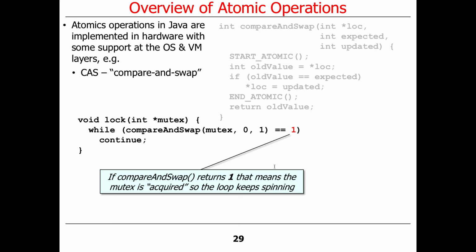Okay, so let's take a look at this. The question was, why do we have to loop? The goal here is to lock, right? As the method name gives away, it's trying to lock something.